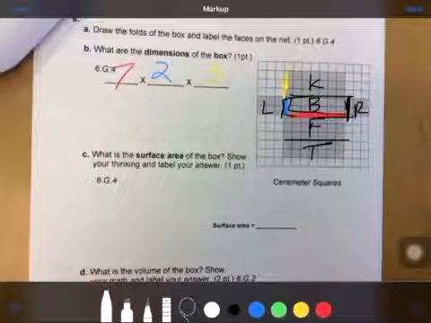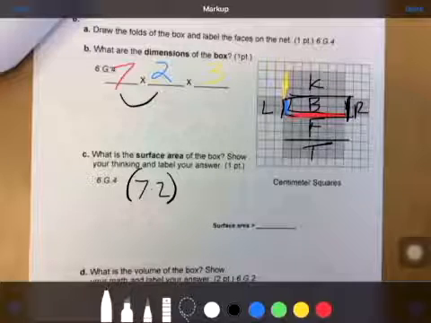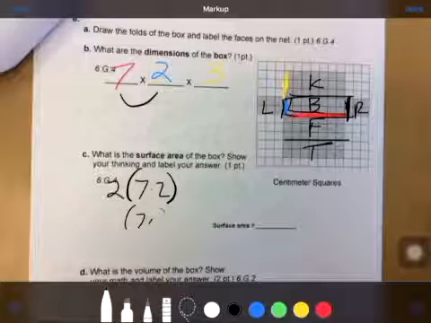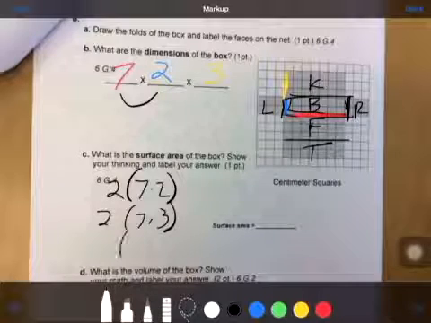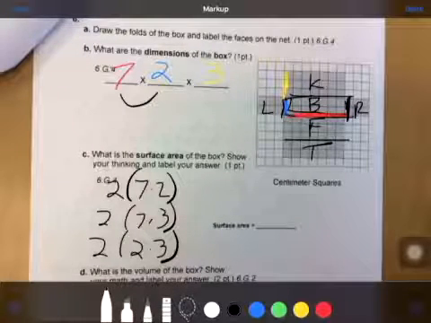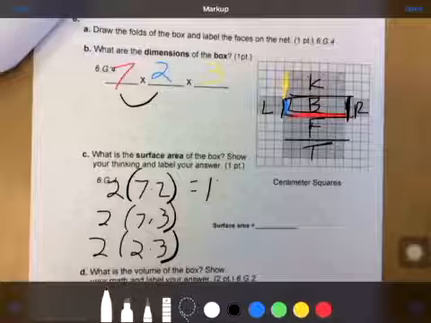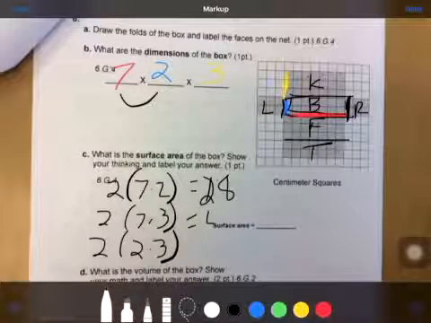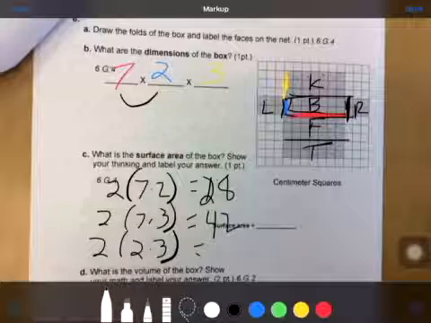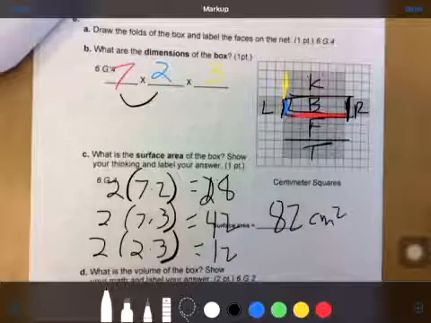So for the next part, I need a surface area. I'm just going to pair up my numbers again. I can do like a 7 by 2. Well, there's 2 of those. 7 by 3. There's 2 of those. And the 2 by 3. 2 of those. Okay, I can do my big math problem again. Another way to check would be, if you wanted, you could just count all the squares here. That might take a little more time, but if I do the math problem here, see, add these all up, you should be getting 82 centimeters squared.